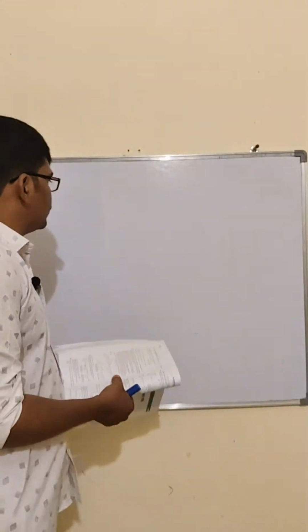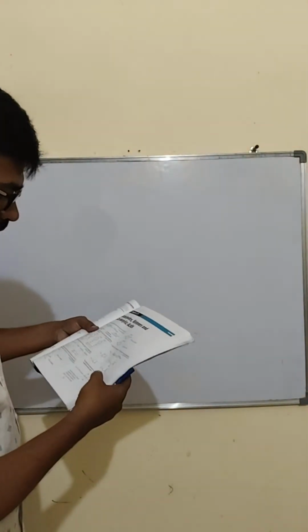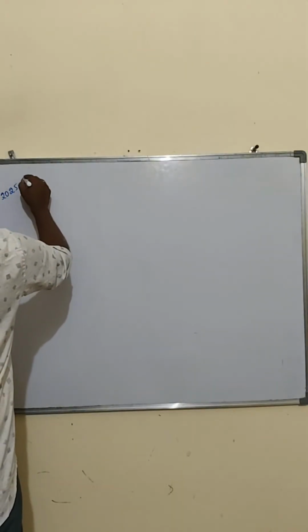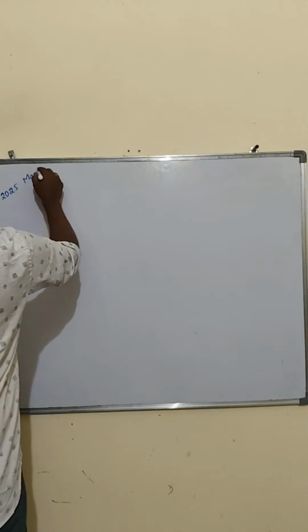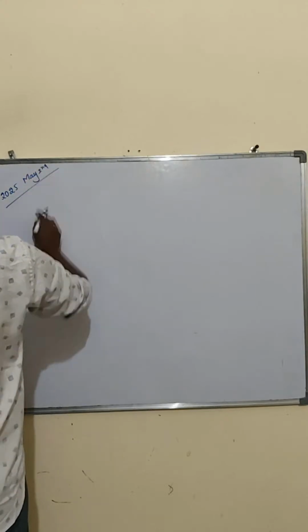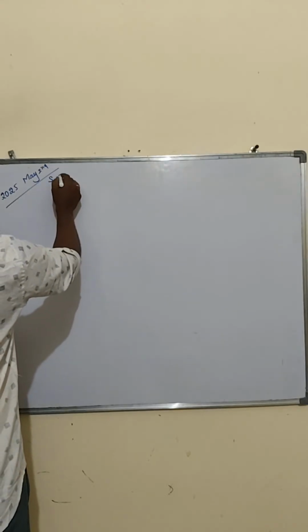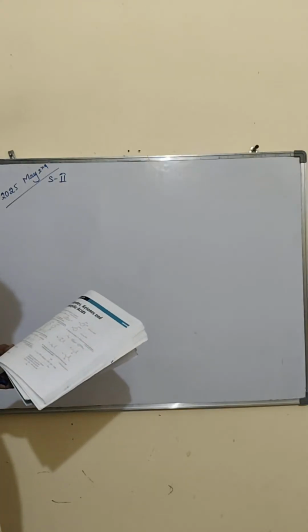So observe the question first. This question was given in the 2025 May 2nd previous year examination, in shift 2. So look at it: identify the product P in the given reaction sequence.